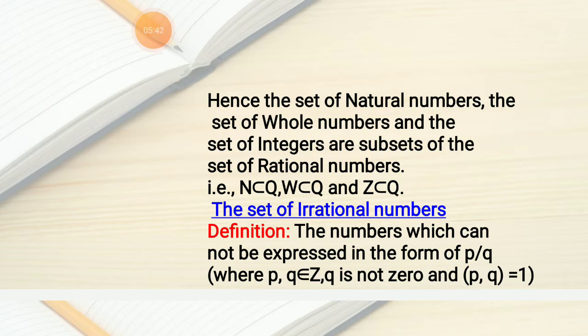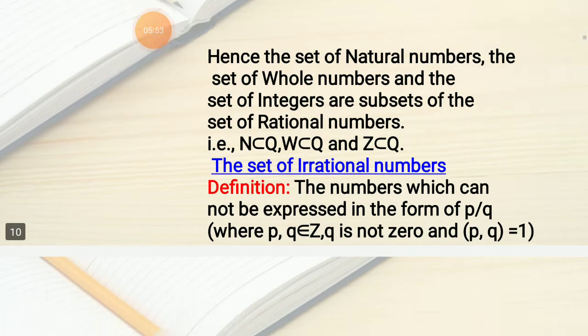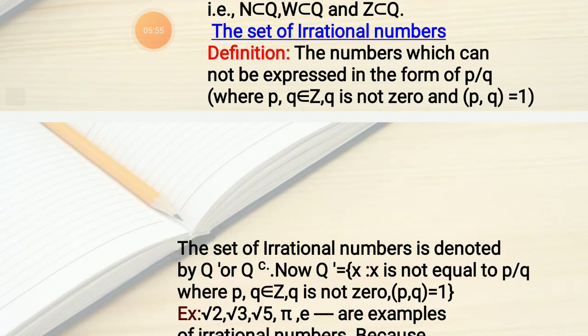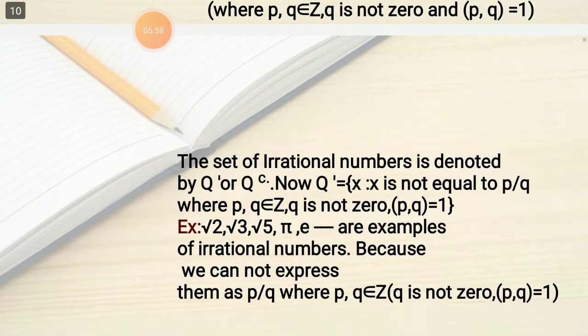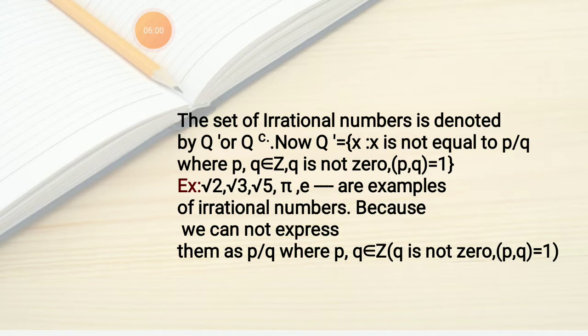The numbers which cannot be expressed in the form of p by q, where p, q belong to Z, q is not 0 and GCD of p, q equals 1, are called irrational numbers. The set of irrational numbers is denoted by Q dash or Q power c. Now Q dash is equal to x such that x is not equal to p by q, where p, q are integers, q not 0 and GCD of p, q is equal to 1.